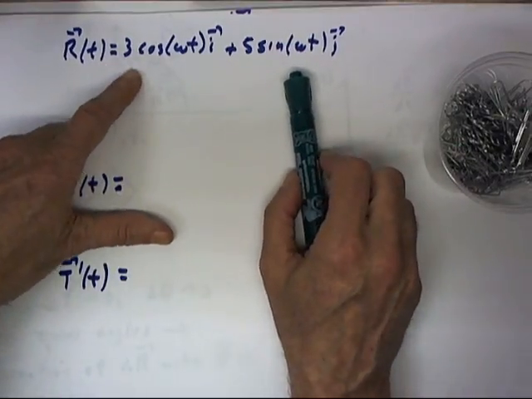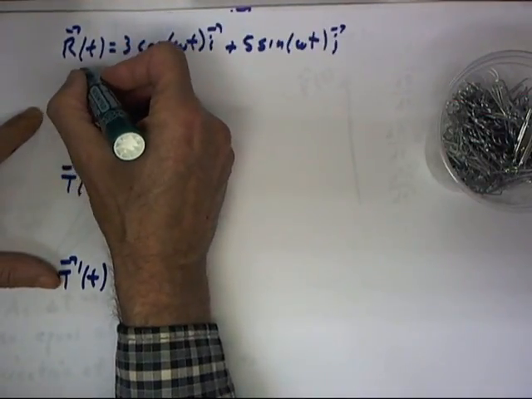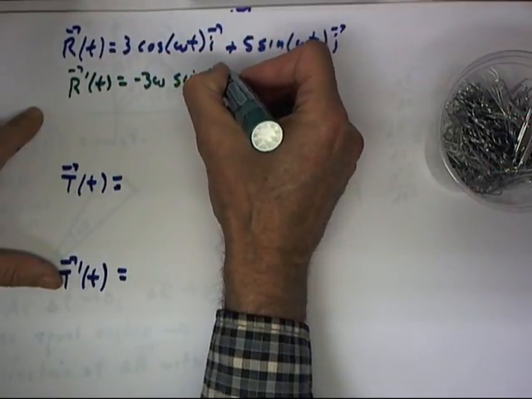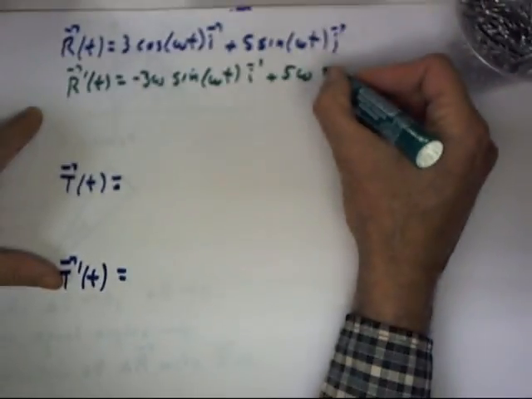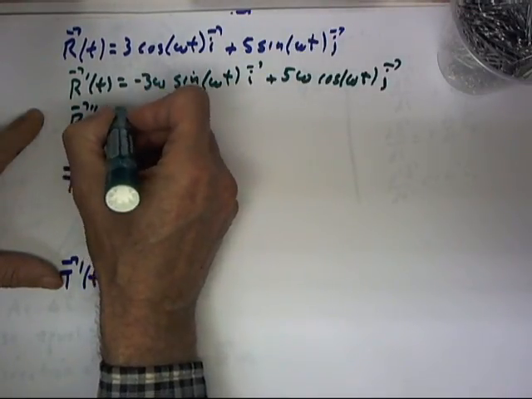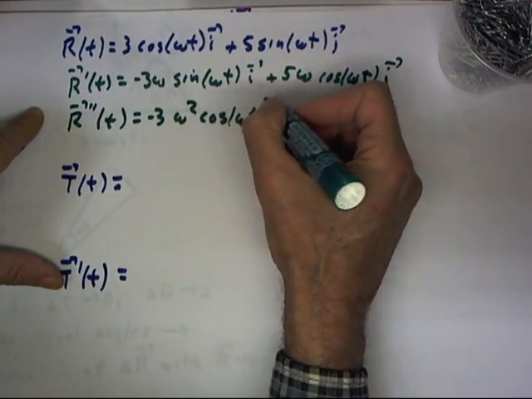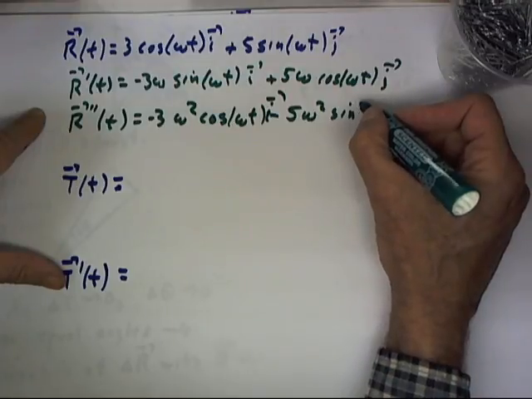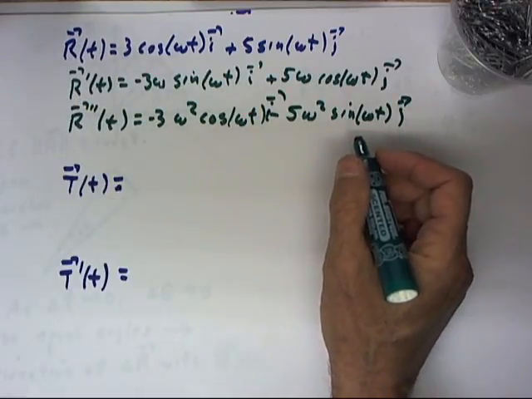Okay, we again have the vector r of t that we've been talking about, and we easily find the derivative of r of t equals negative 3 omega sine of omega t i plus 5 omega times the cosine of omega t j, and r double prime of t equals negative 3 omega squared cosine omega t i minus 5 omega squared sine omega t j. So we have our r of t, r prime of t, and r double prime of t vectors.